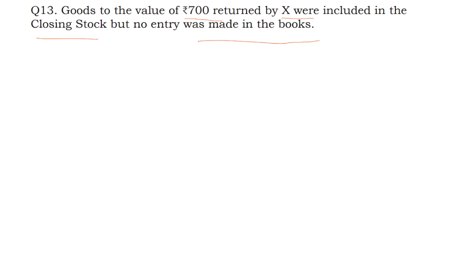Returned by X means what? There is no wrong entry, so we will simply record it. Goods returned by X means these goods have been received by us. It is the sales return, or the return inward. We can write sales return. We sold earlier, now it is returned.